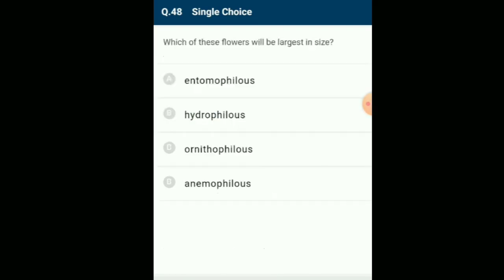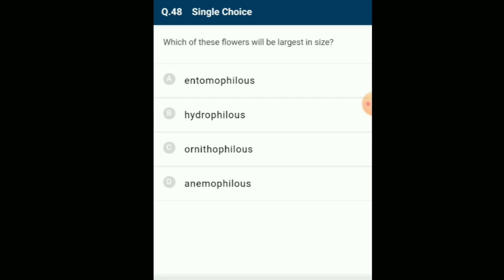Question number 48. Which of these flowers will be largest in size? Flowers pollinated by birds are called ornithophilous flowers. They have a corolla tube formed by the fusion of petals. This allows the beak of the bird to be placed in the flower. They have a large amount of nectar. They are without scent since the birds cannot smell.